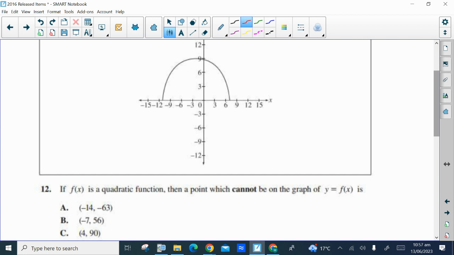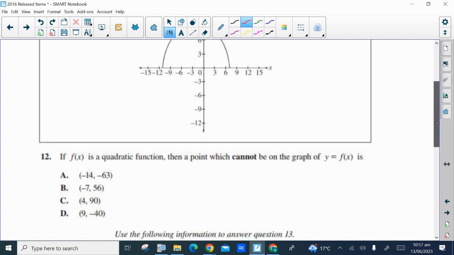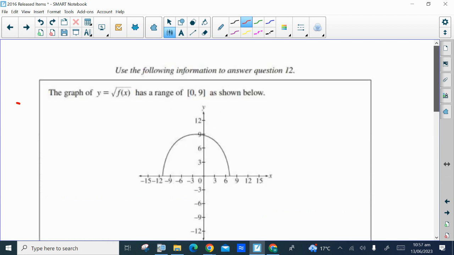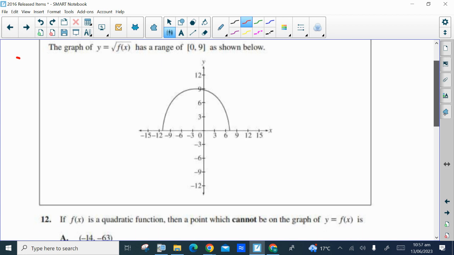So again, if f of x is a quadratic function, then a point which cannot be on the graph of y equals f of x, which would be the original graph. Also, the fact that the range here is from 0 to 9, so that's the range that might come into play as well.